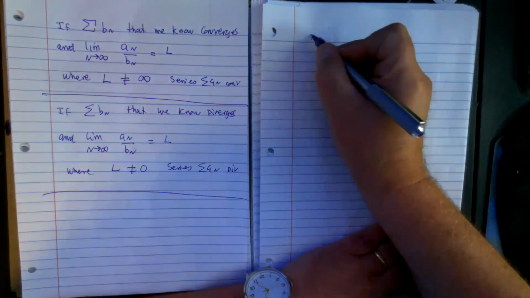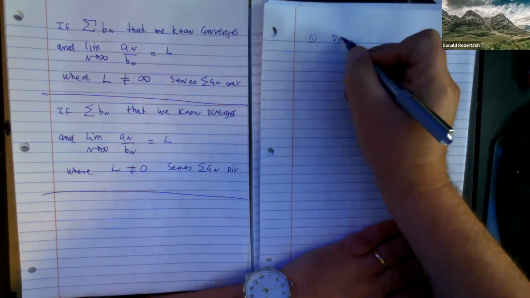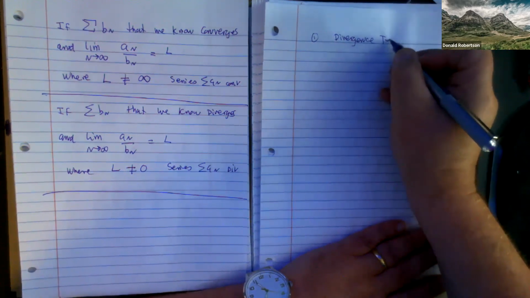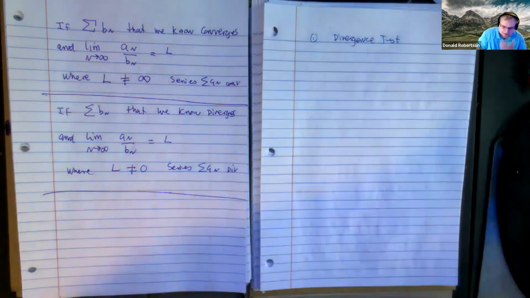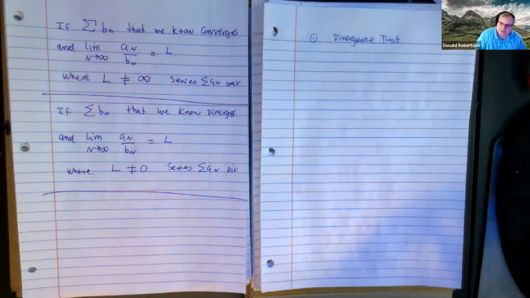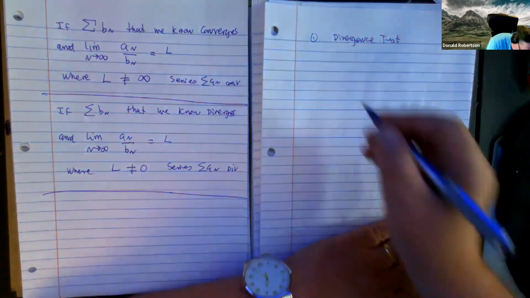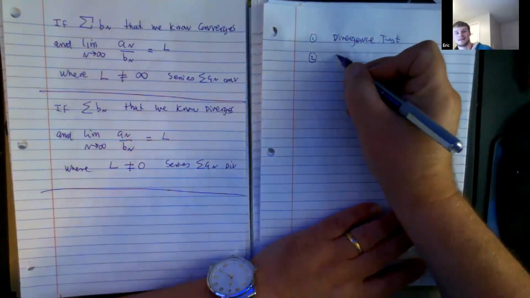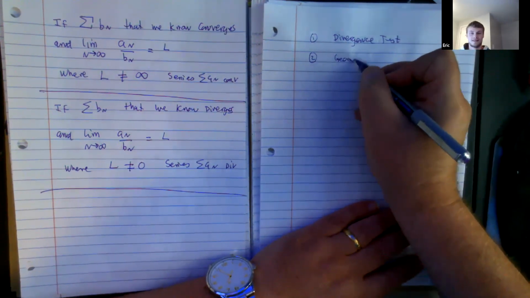The first one is called the divergence test. That's when you find the limit of the individual terms, and if they're not equal to 0, then the series diverges. But that's all you can say. And then after that, we have the geometric series test.